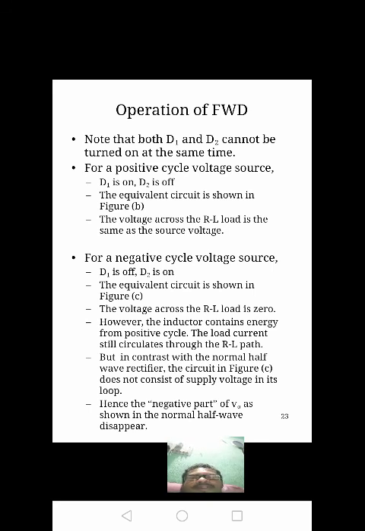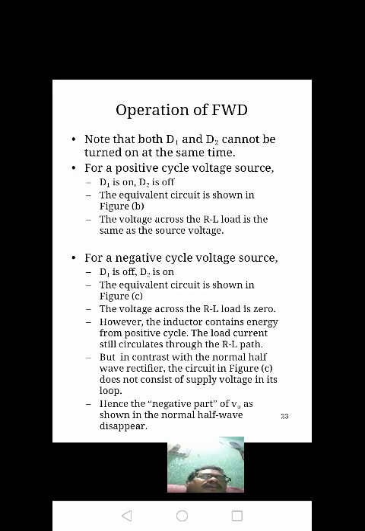In the last slide we saw the voltage across the RL load is 0. Why? Because when the freewheeling diode acts, the load is short circuited, and at the time of short circuit the voltage will be 0. That's why the voltage across the RL load is 0 during the negative half cycle. However, the inductor contains energy from the positive cycle. The load current still circulates through the RL path.